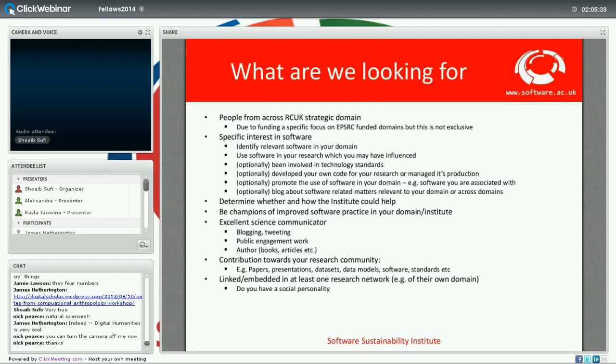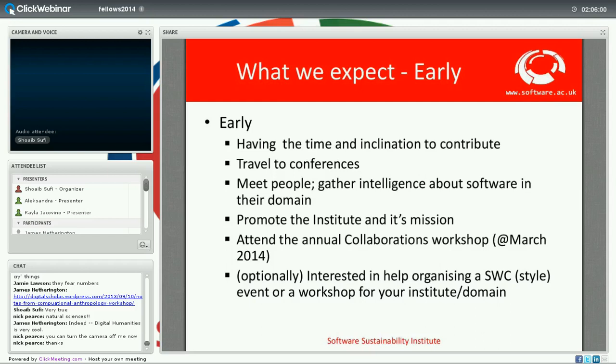And also that they're linked and embedded in at least one research network. They're not just the researcher in the corner, although researchers in the corner are extremely important, but they also, some of their time, have a social personality, or maybe all of the time. So in terms of specific things that we're looking for from early career candidates, essentially people who have time and the inclination to contribute.